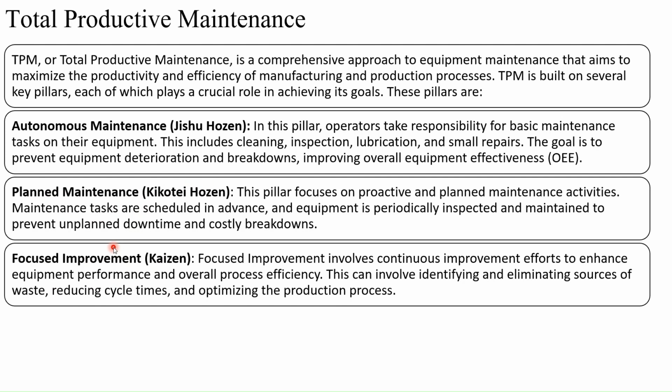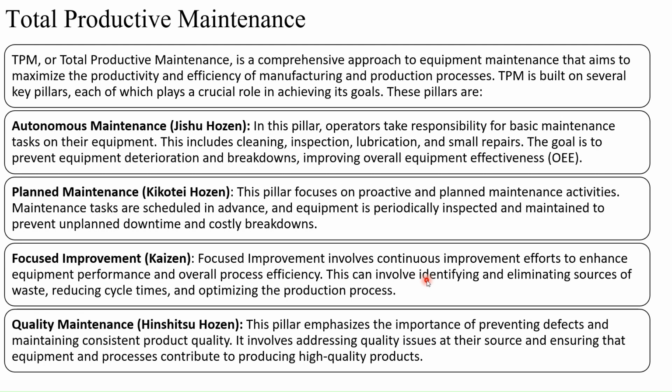Focused improvement, Kaizen. Focused improvement involves continuous improvement efforts to enhance equipment performance and overall process efficiency. This can involve identifying and eliminating sources of waste, reducing cycle times, and optimizing the production process. Quality maintenance, Hinshitsu Hosen. This pillar emphasizes the importance of preventing defects and maintaining consistent product quality. It involves addressing quality issues at their source.